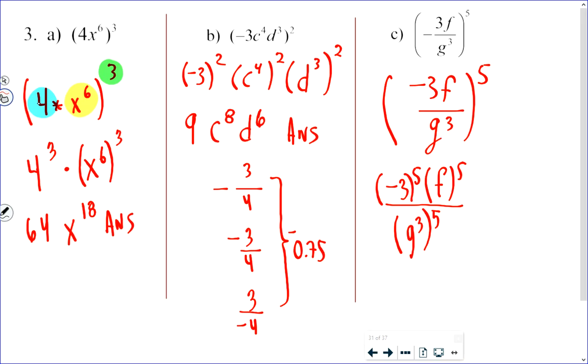So what do we get? You figure out what negative 3 to the 5 is. It's negative 243. And then we have f to the 5 over g to the 15 because we have to multiply those exponents. Incidentally, and I know I looked at some of your work already from the first lesson for a few of you, and it's fine. When you do this kind of work, you want to work from one line down to the next line. You don't want to just keep writing equals, equals, equals left to right. That's incorrect. So you get negative 243 f to the 5 g to the 15, and that's our answer.